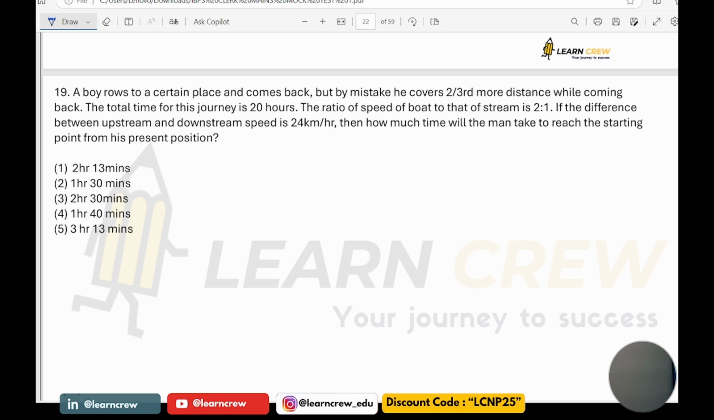So speed of the boat and speed of the stream, if I take 2x and x, then the downstream speed would be 3x, and upstream speed would be x. Now what do I have? Downstream distance d by 3x, and 5d by 3x is equal to 20. If I solve for d, I get d as 10x.